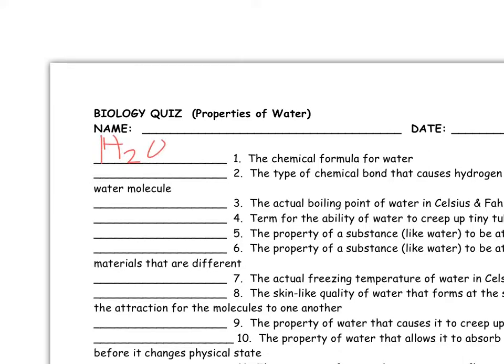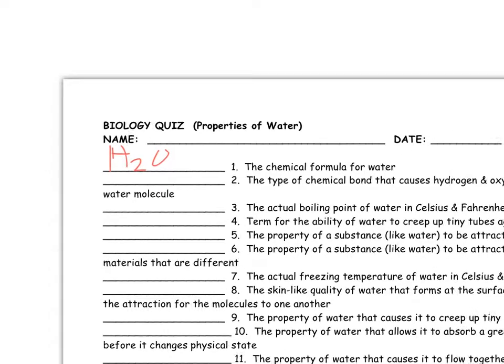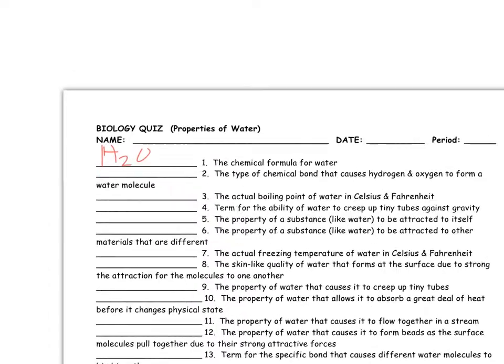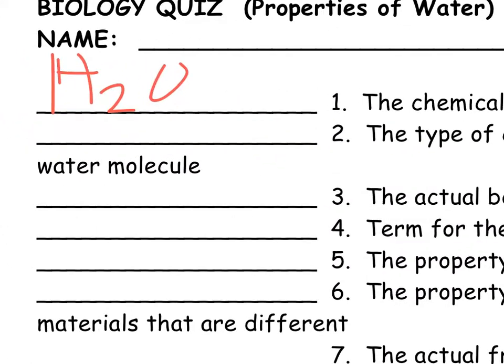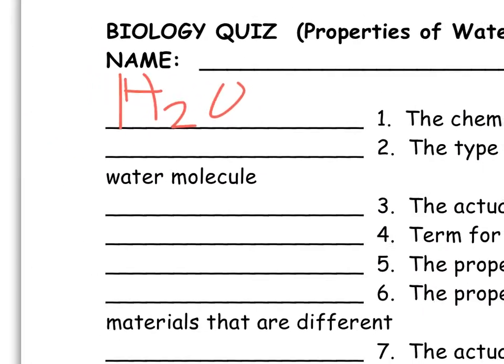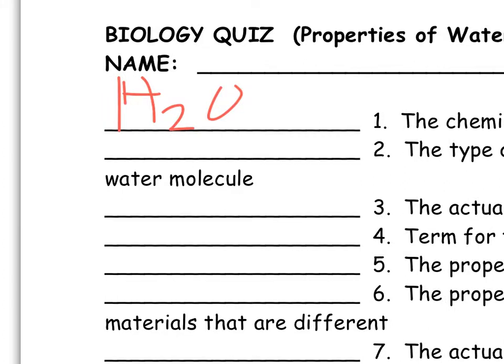Okay, the type of chemical bond that causes hydrogen and oxygen to form a water molecule. The specific type of bond that causes hydrogen and oxygen to join together to form a water molecule. Anybody got an idea?